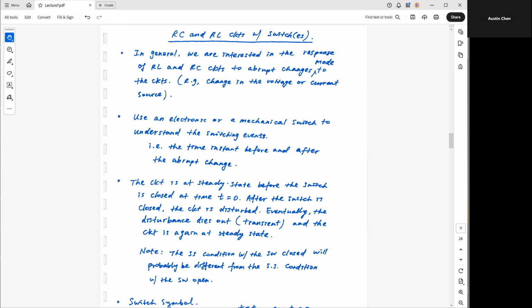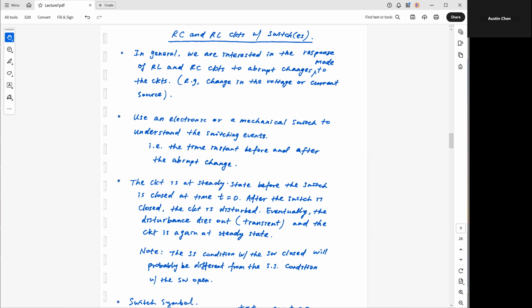Now once the switch is flipped, that means the circuit is disturbed, because right now you introduce this sudden change to the circuit. So the parameters in your circuit are going to be different. But this behavior is going to be temporary, right? Because we talked about the transient behavior. So once you disturb the circuit, the transient behavior of the circuit kicks in.